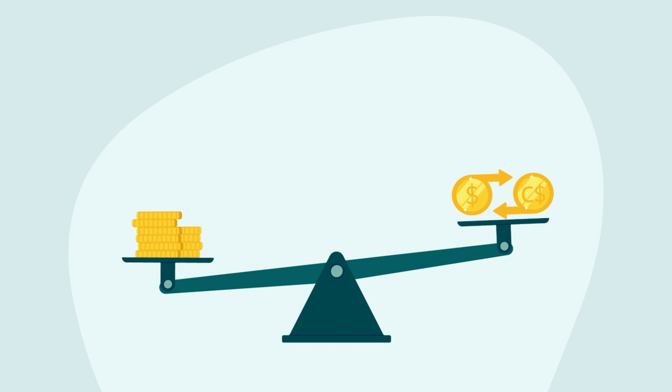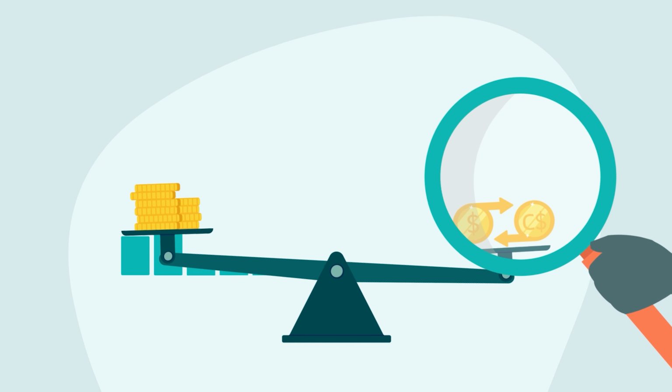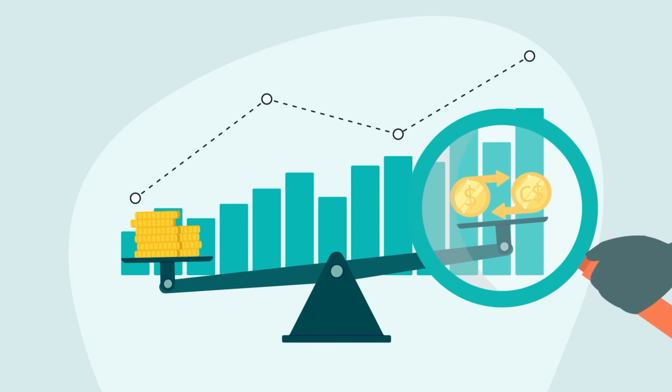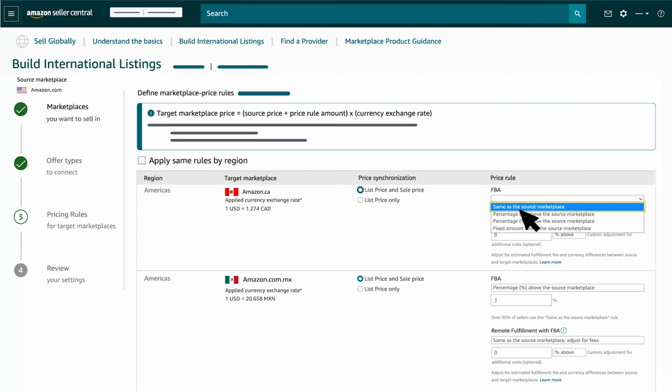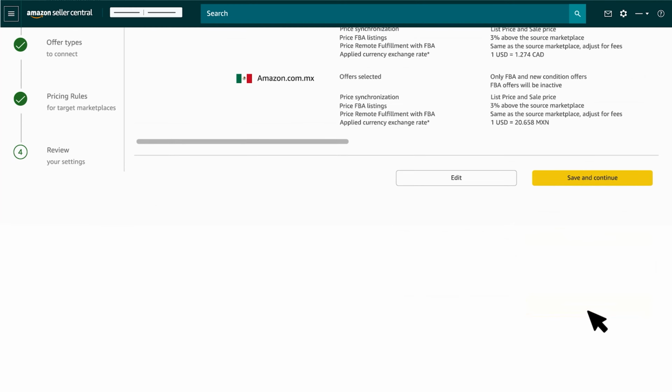The tool will take into consideration the differences in fees and currency conversion to try to match your profit as closely as possible. You can also adjust slightly if you want to set a percentage above the source store, a percentage below the source store, or a fixed amount above your source store. Adjust all the fields according to your business objectives, and when you are ready, click Save and Continue.